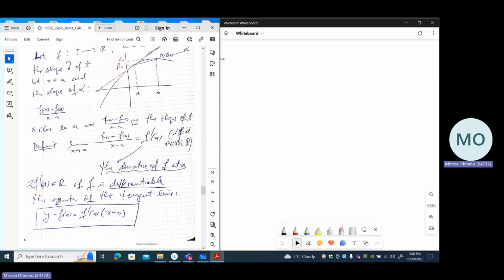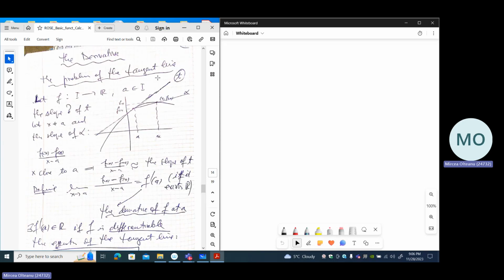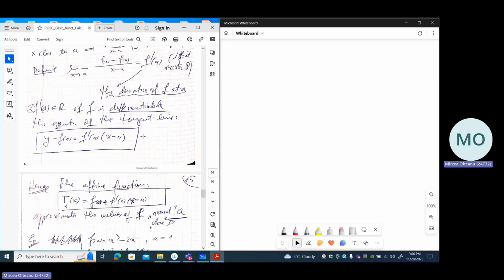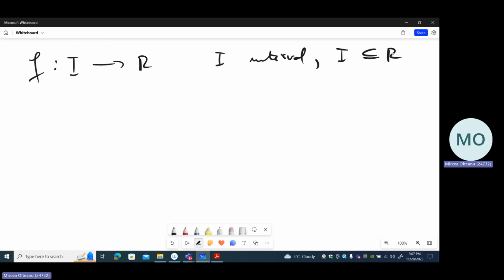Okay. Today we shall discuss the derivative, the definition and the use of the derivatives in the study of real functions. So we shall work with functions defined on intervals of the real line. So I is an interval included in the set of real numbers.